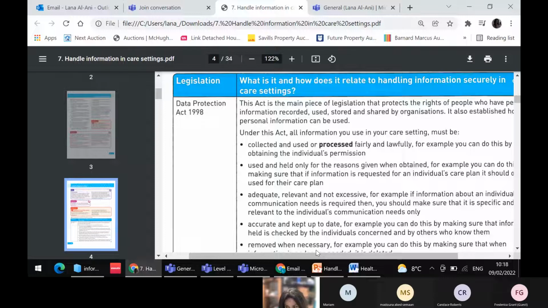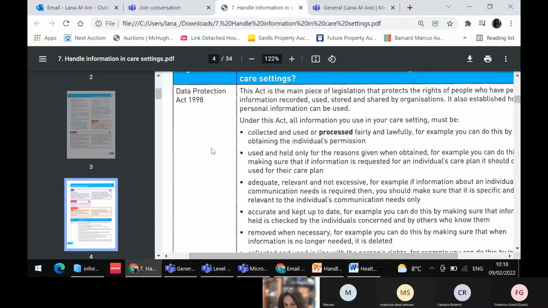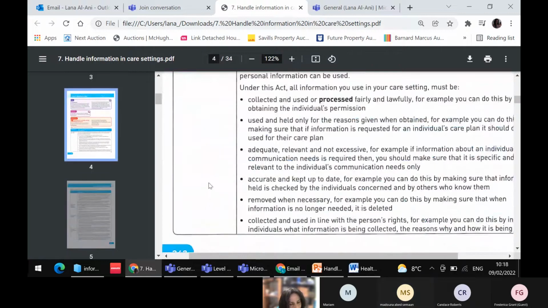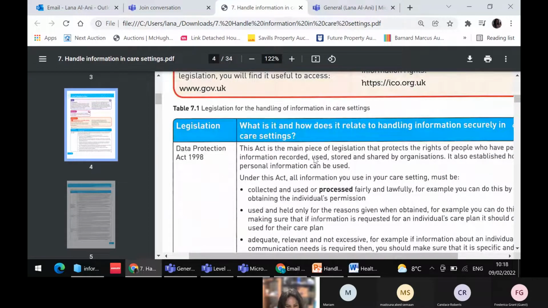So now, Data Protection Act. What you can do for answering this question, I would just put the legislations one by one, exact names, word for word. You don't change the name of the legislation, but you can put a little bit of description about each legislation. It's not plagiarism if you put Data Protection Act 1998, because this is the name of the legislation.